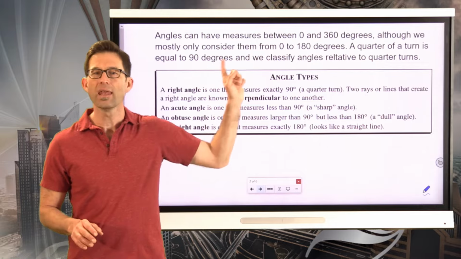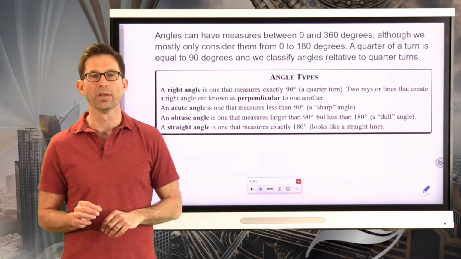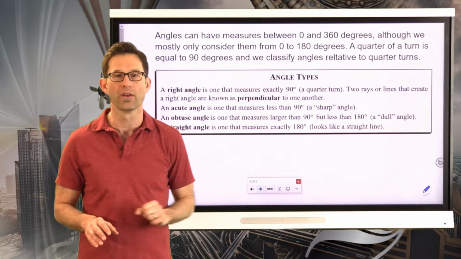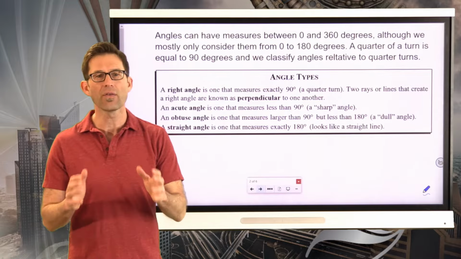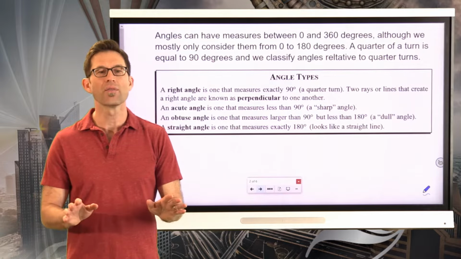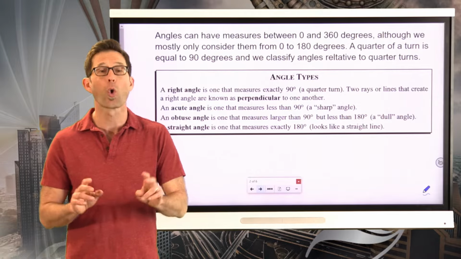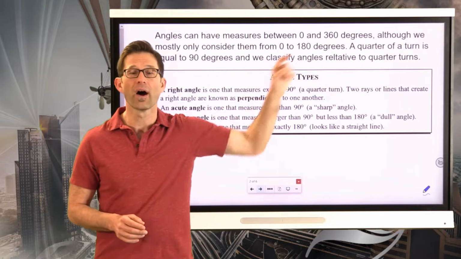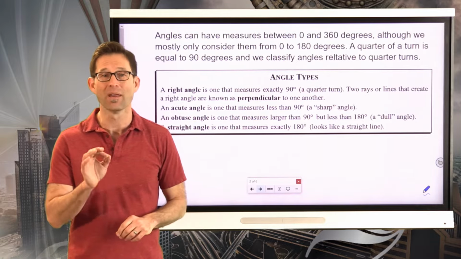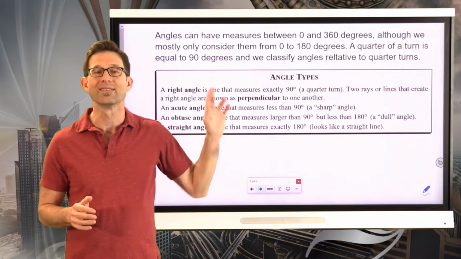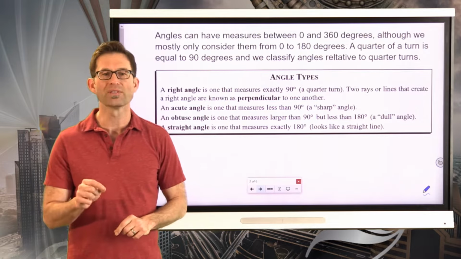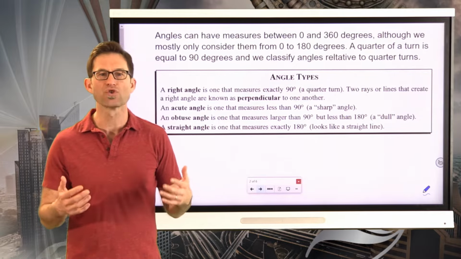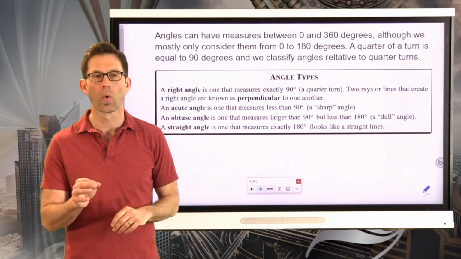Now, angles can have any measure between 0 and 360 degrees, although for our course, we're only really going to consider angles from 0 to 180 degrees. What's really important is if you take 360 degrees, think about taking the number 36 and dividing it by 4, quartering it. 36 divided by 4 is 9. 360 divided by 4 is 90. Not 9, but 90. So a quarter of a turn is 90 degrees. And we almost always classify the type of angle we have by how it measures relative to a 90 degree, or quarter turn, angle.